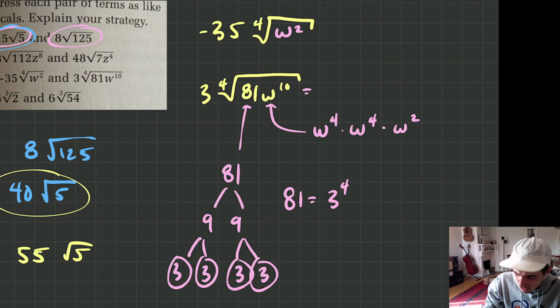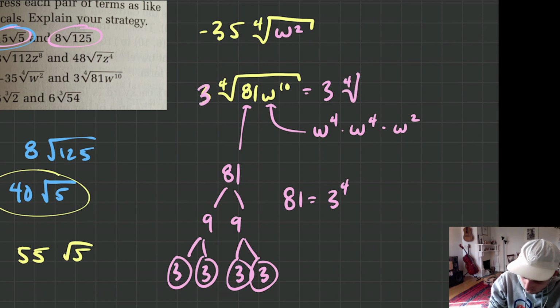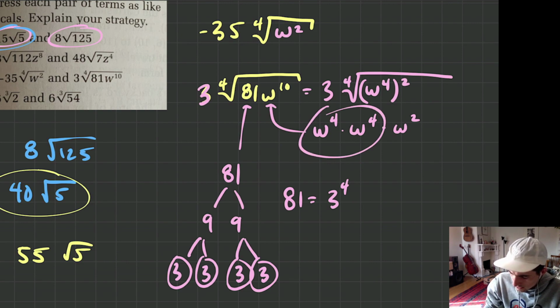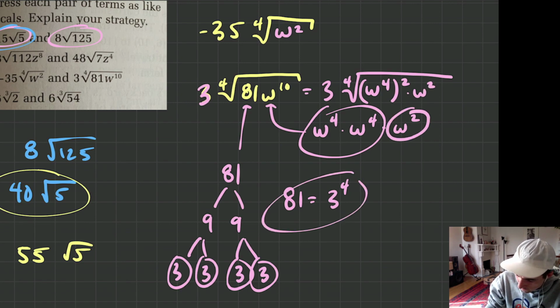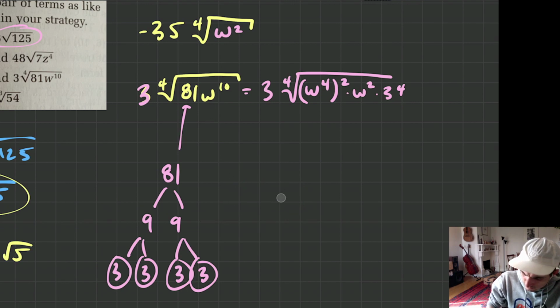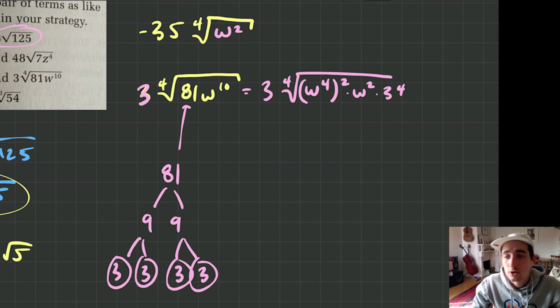So if I wanted to rewrite this, what I could say is that this is 3 times the 4th root. The 3 is coming from here. It's just on the outside. Times the 4th root of w to the 4 all squared, because I've got 2 of them. Times w squared. Times 3 to the 4. Okay, and this is getting a little bit messy, so I'm going to erase some of this stuff. If you need to see what it is, you can go into YouTube and rewind and pause.